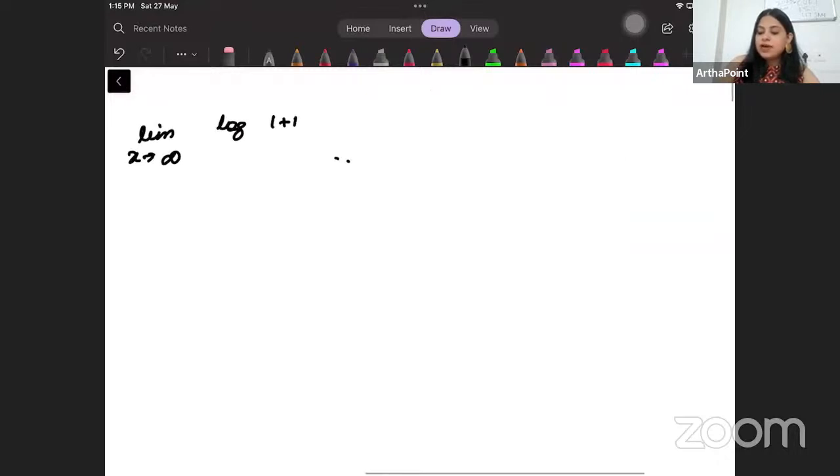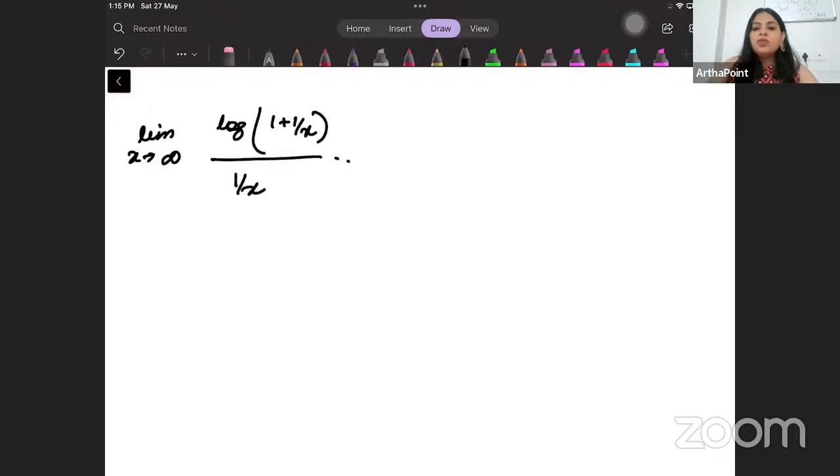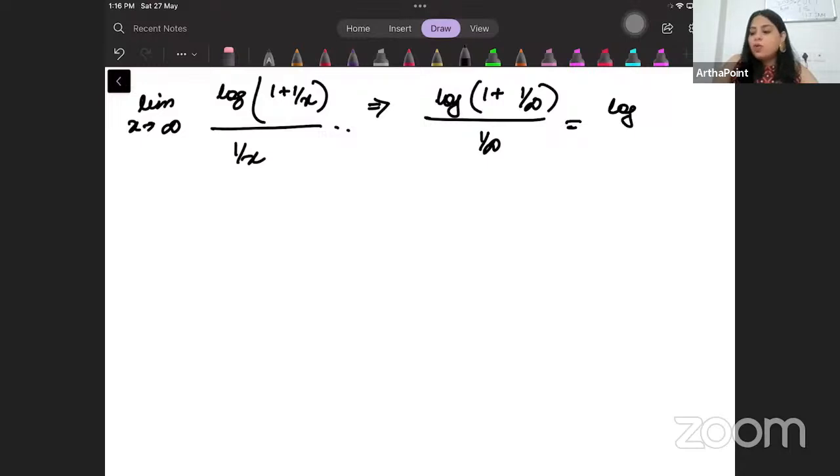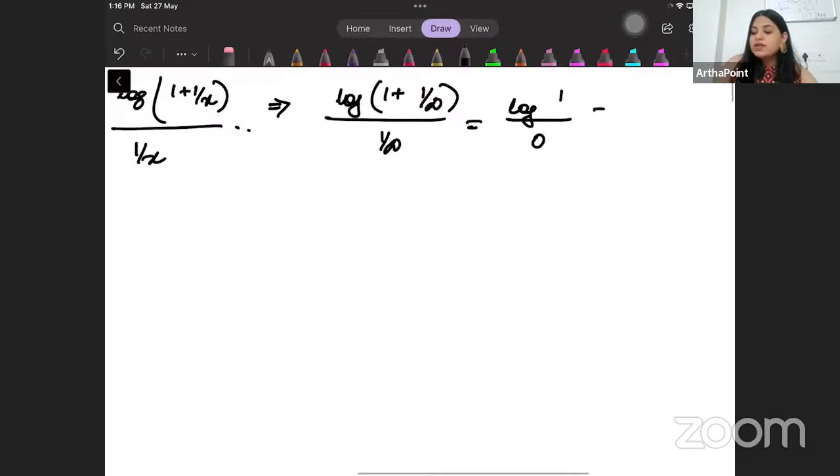log(1 + 1/x) upon 1/x. Right? This is your expression. Now we have to think about this, beta. If I just put infinity directly, I will get log(1 + 1/infinity) upon 1/infinity. So I will get log of 1 plus anything by infinity, which is 0, upon anything by infinity, which is 0. And log 1 is also 0. So I will get 0 by 0 form. Now, because I have got 0 by 0 form, this is not correct. There is a problem here.